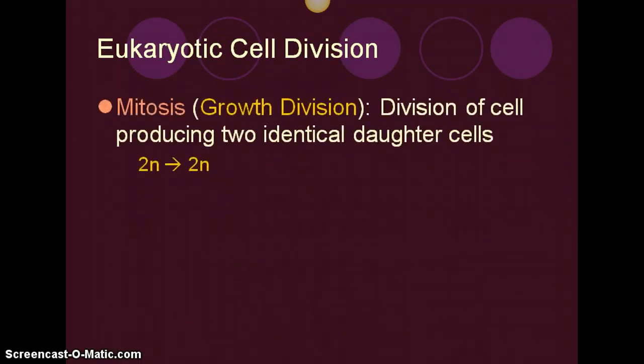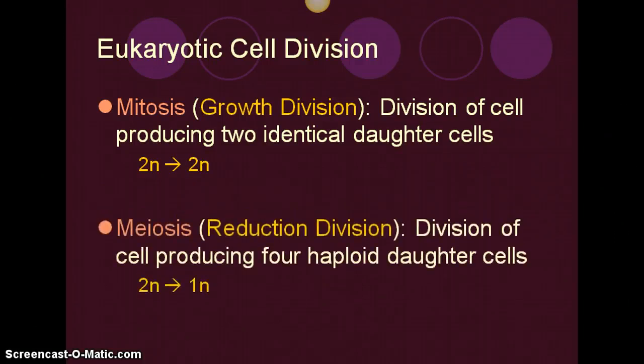So eukaryotic cell division is called mitosis, and mitosis just means growth division. It's division of cells producing two identical daughter cells. So we get an identical cell. It's going to be a little smaller because we're making it from the original cell, but it will eventually grow to its normal size, and then if it needs to, it will also divide and make a new daughter cell. Meiosis, on the other hand, is called reduction division, and in this one we actually produce 4 haploid daughter cells. We're going to get to meiosis in the next set of notes. Meiosis is used when we are making egg or sperm cells in the human.